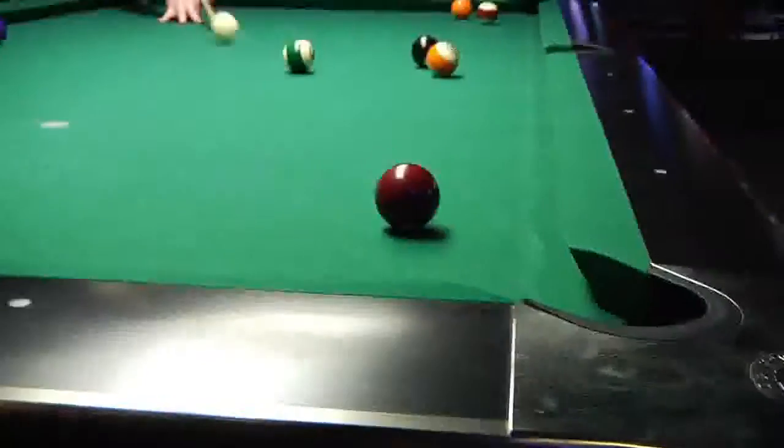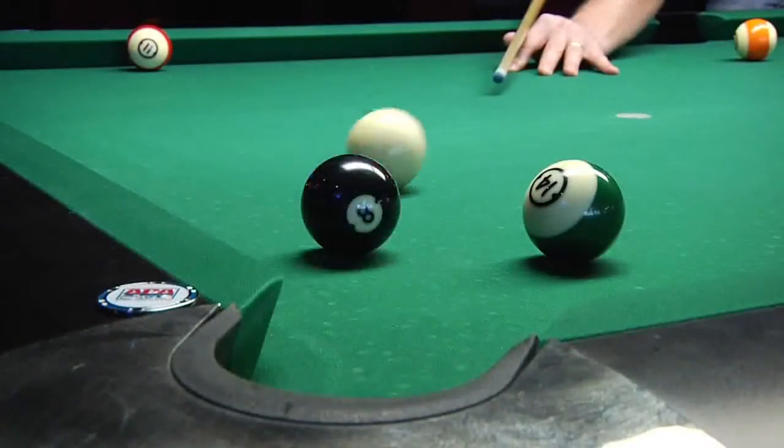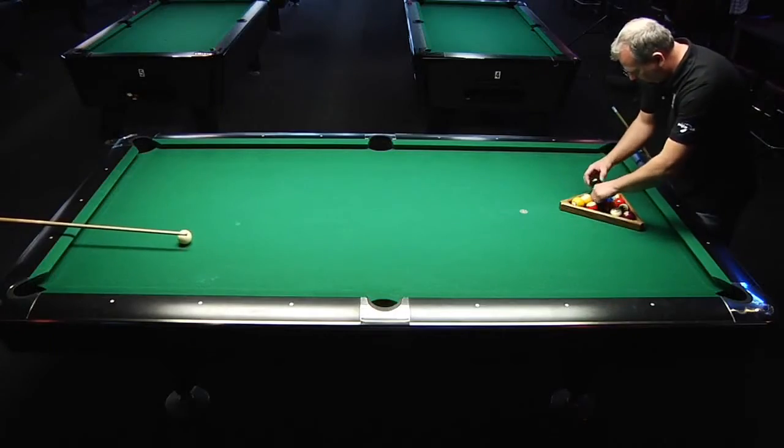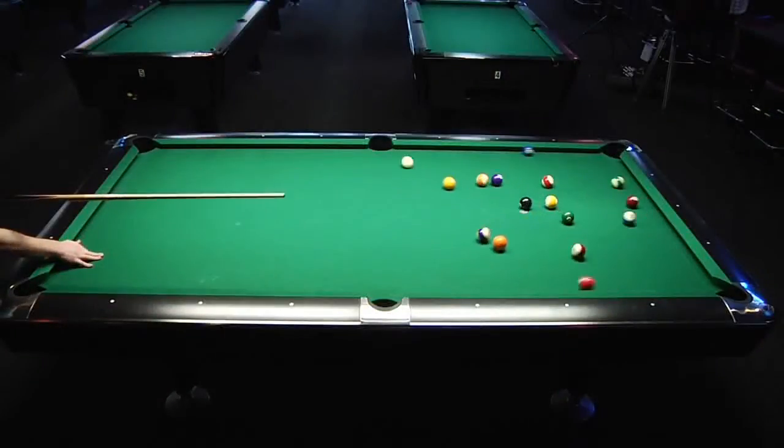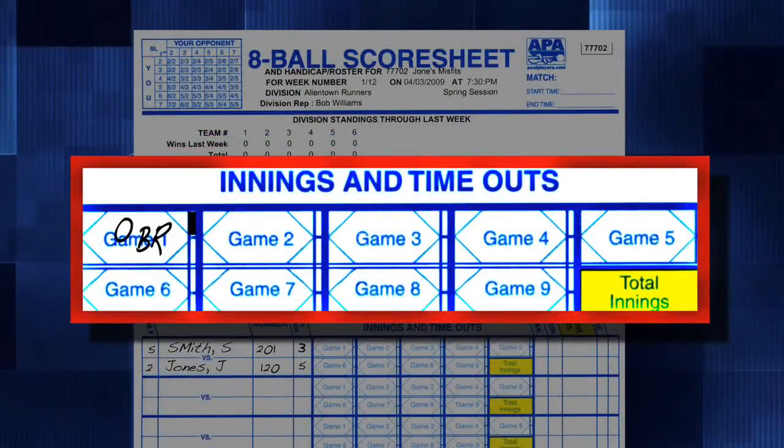If a player breaks and runs a rack, the inning is not over yet. This is because technically they are still shooting in the next game. Mark a 0 for the game they just won in the game box and understand that they are now shooting in the next game but still in the same inning.